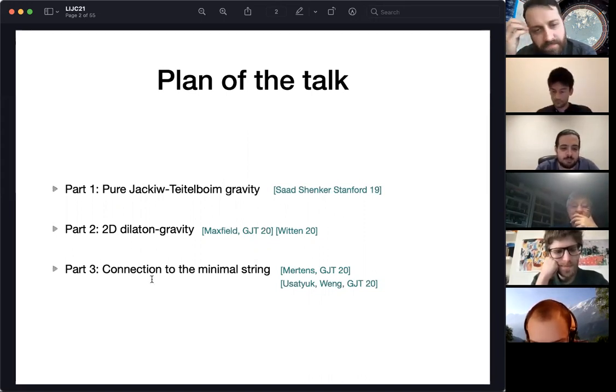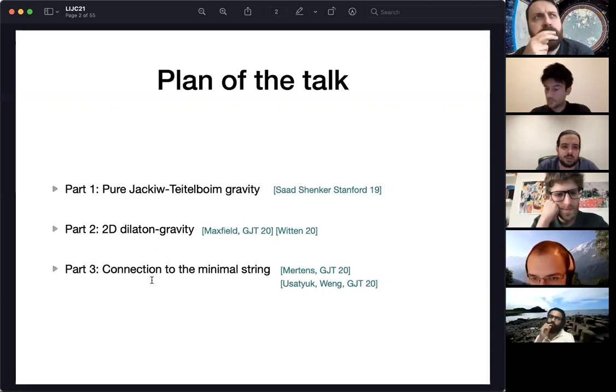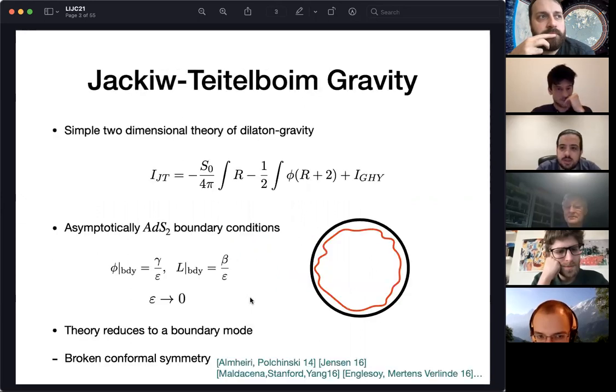And then in the last part, I will explain in some detail the connection between these theories of 2D gravity and the non-critical minimal string, and use it to get some new results. This is based on a paper we wrote with Thomas Mertens, and also a paper from November with 2 students here, Michel Zetiuk and Wayne. Okay, so we'll start.